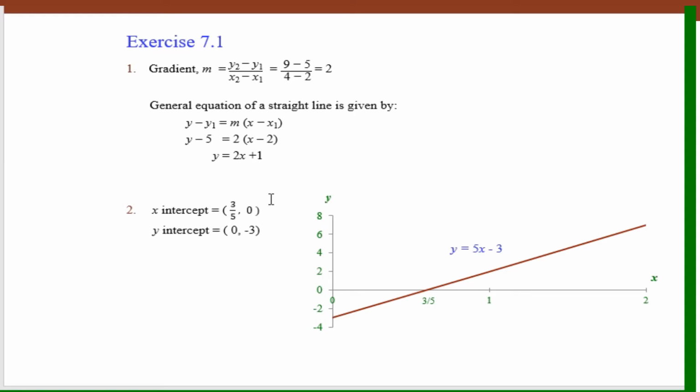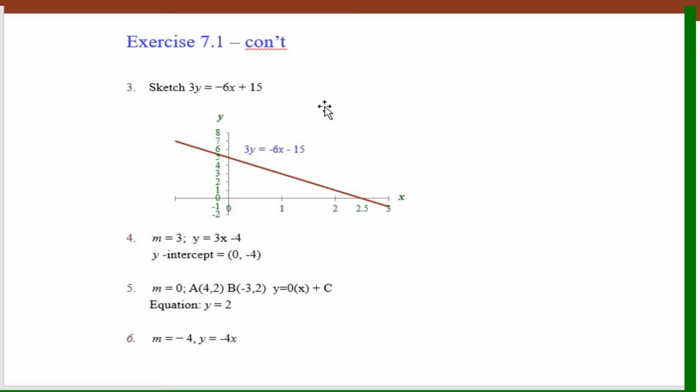Number 2 is quite direct. They've asked you to find the x and y intercept and just sketch. No need scale. Just sketch. Number 3, sketch this line. If you can't see it, change it to y equals to negative 6 over 3x, which is negative 2x, plus 5. Change it to that. Then you just sketch the line. It's just a sketch. You don't need to show me your scale and working and so on.